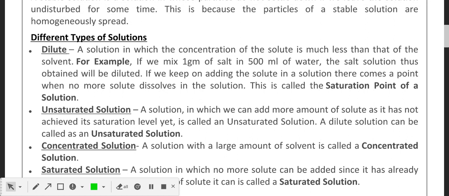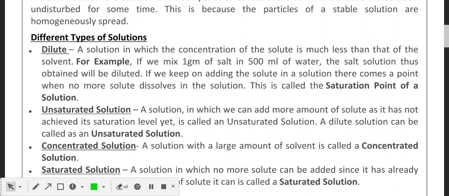First type of solution is dilute. What do you mean by dilute? A solution in which the concentration of the solute is much less than that of the solvent. जिसमें solute की concentration बहुत कम होती है या solvent से कम होती है. Basically what we say is known as dilute. Solute हमेशा solvent से कम ही होता है, right? So that is known as dilute.